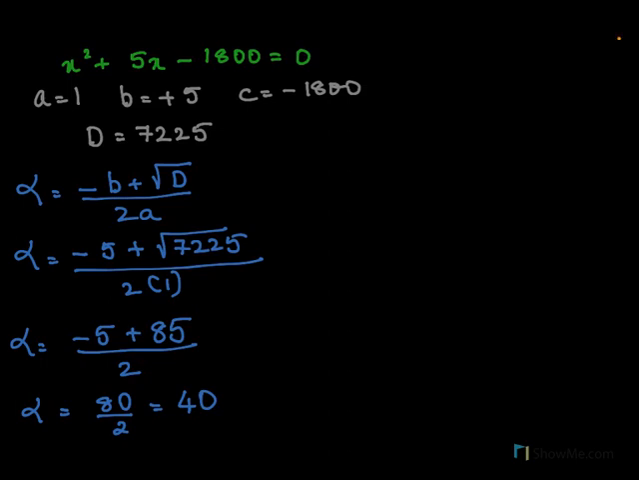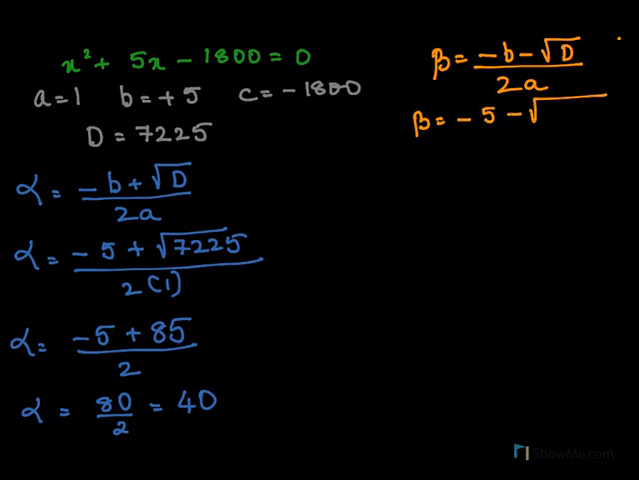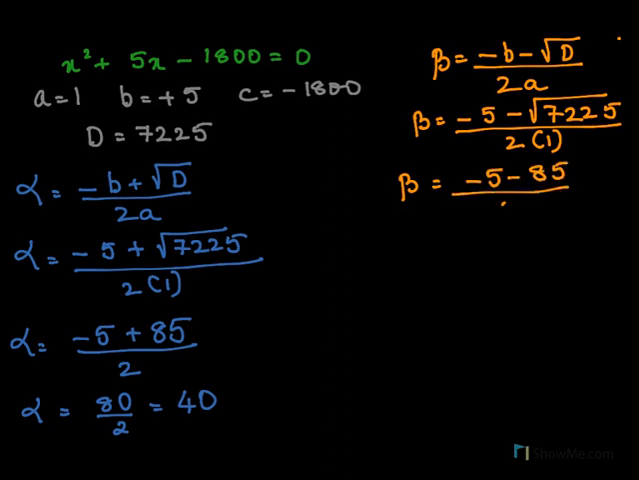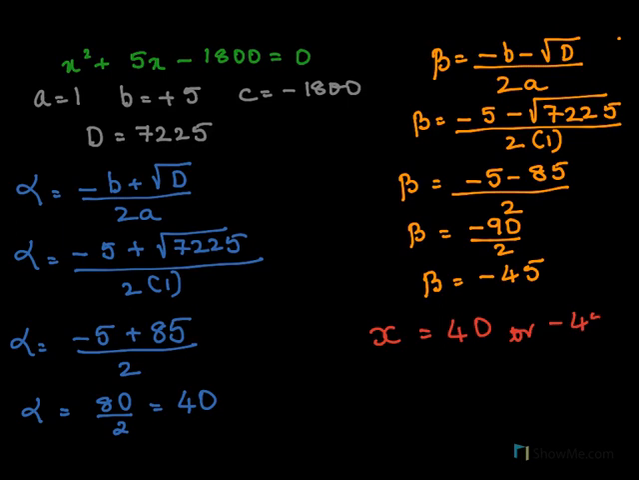Let's go ahead and find the other value. So we have beta. Beta is again minus b minus root D over 2a. So minus 5 minus under root 7225 over 2a, 2 into 1. Beta is minus 5 minus 85. This number is going to turn out to be negative. So you have minus 90 over 2. So my beta is minus 45. Now remember, these are the values of x that we are finding. So x could be either 40 or it could be minus 45.